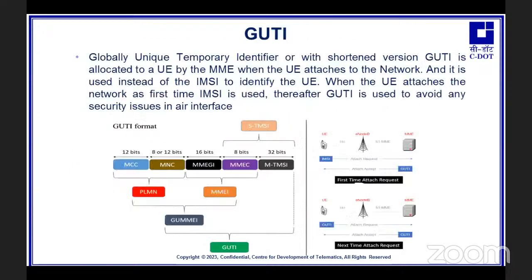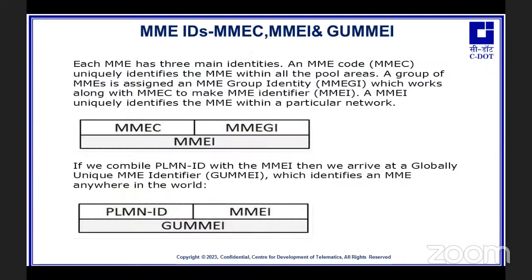So what is GUMMEI? GUMMEI. That is what MMEC, MMEGI, MMEI are. If you add PLMN and ID to MMEI, it becomes a globally unique MMEI, which means across the globe you can find a particular ID. So that is what GUMMEI is. Right?